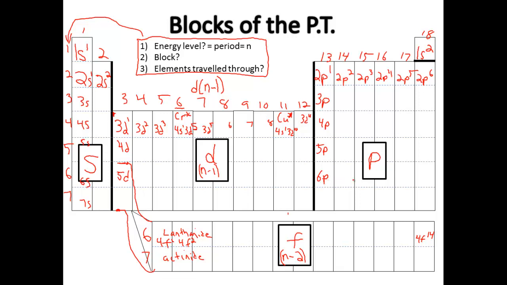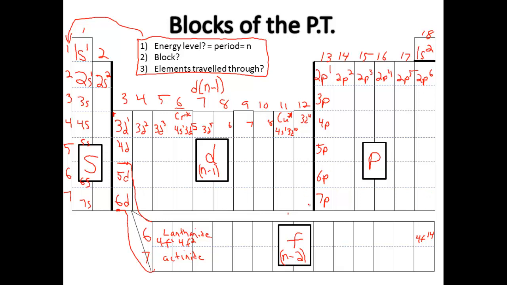Once we were done there, we would move back up to our 5d's, moving across to 6p, and moving across and traveling through to our 7s's. From 7s's, we'd move down to our actinide series. 7 minus 2 would be the 5f's, back up to the 6d, and all the way across to the 7p, where we'd finish out with the rest of our elements, ending here at 7p6. So our shortcuts will be coming up shortly, describing where we get our different elements from.